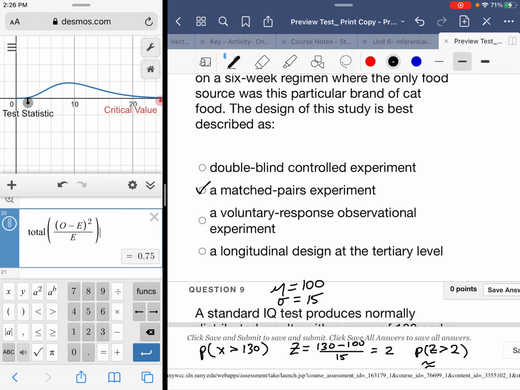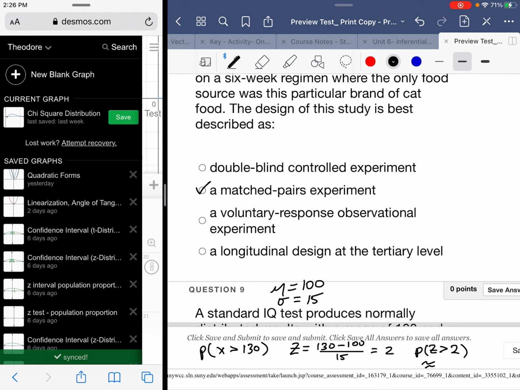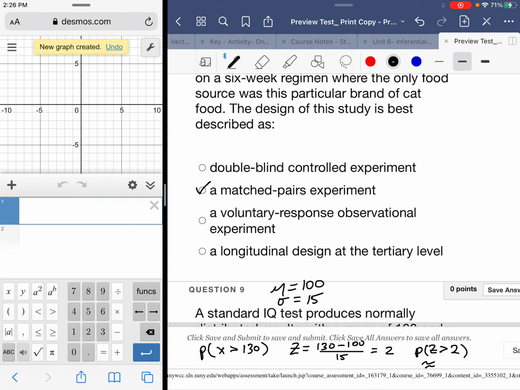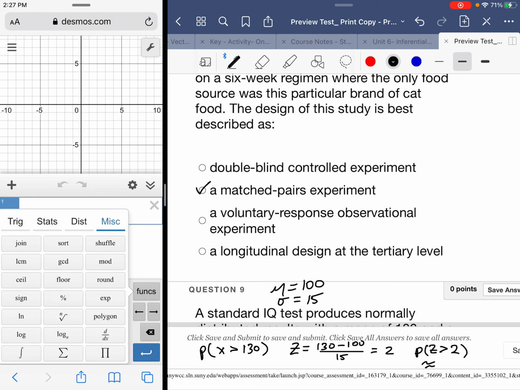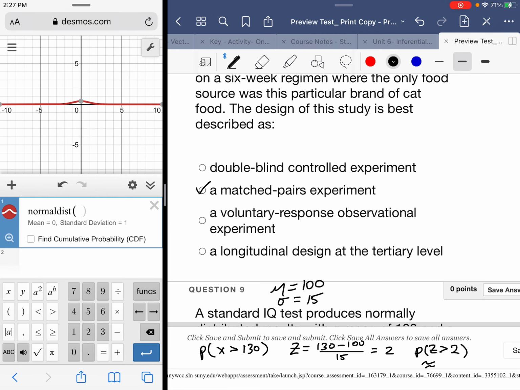And so we can whip out the old Desmos calculator here and use our normal distribution function under distributions, normal dist 0, 1. Cumulative, 2 or more means we're going from 2 to infinity. I'm sorry, more than 2 means we're going from 2 to infinity. So we're looking at 0.0.